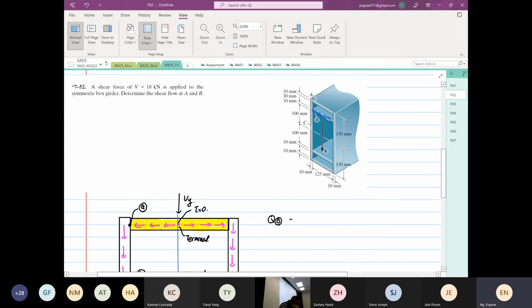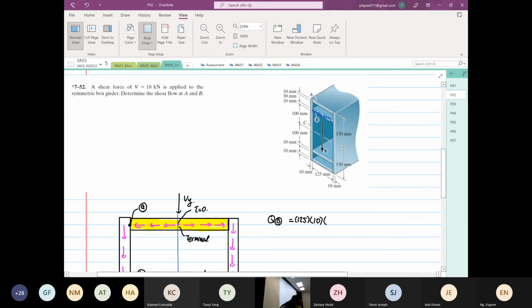Okay, looking at the diagram. The width is 125. The depth is 10. Hey, 125, I wrote 120. Today my hand is not listening to me. 125. The depth is 10.